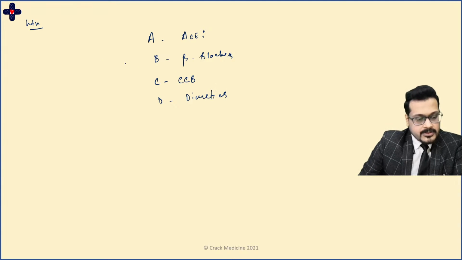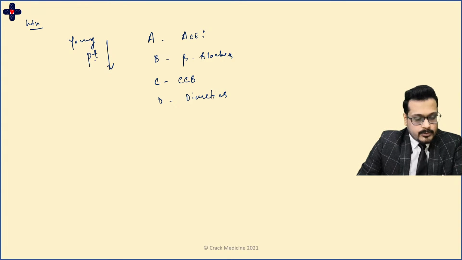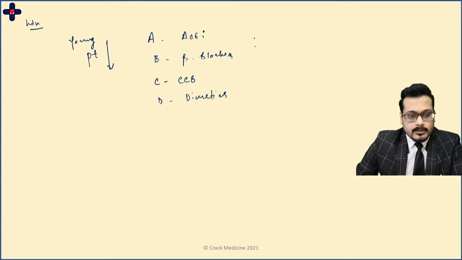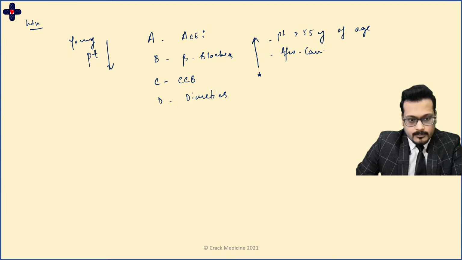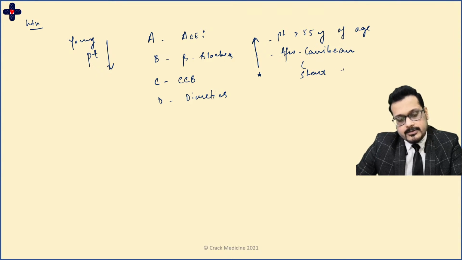When you encounter a normal young patient, this is how you go. First, you start the patient on an ACE inhibitor, and then you go on adding beta blockers, then calcium channel blockers, and lastly diuretics. But in cases of patients over 55 years of age, and in cases of patients of a particular ethnic origin, that is Afro-Caribbean, you have to start with calcium channel blockers, the reverse order.